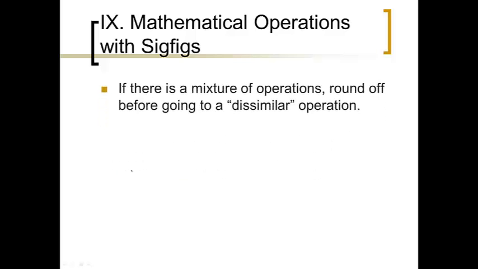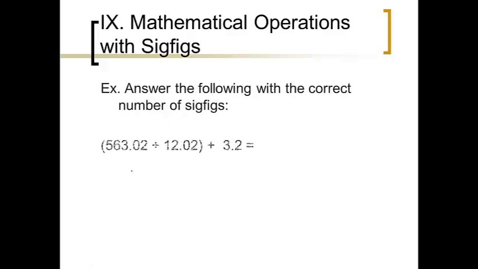Okay, now what happens if you have to add a bunch of numbers and multiply, or you need to multiply a bunch of numbers and then add or subtract something from it? Do all your similar operations first, then if you go to a dissimilar one, round off before you go to the next operation. And use the rules for rounding off from the last operation you did. So try something like this.